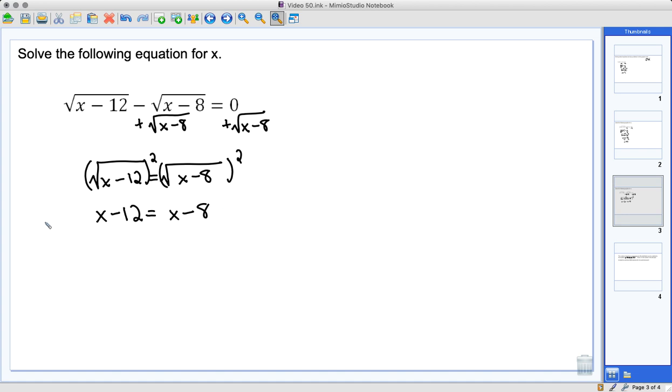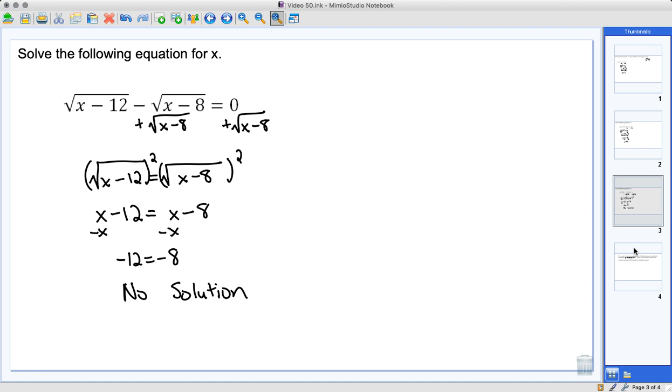Then we solve this just like we would a linear equation. Subtract x from both sides, so I get negative 12 equals negative 8. Well, that can't happen, so that's a no solution. If I would have had negative 12 equals negative 12, that would be one of those all solutions that we talked about when we talked about solving way back with linear equations and inequalities.